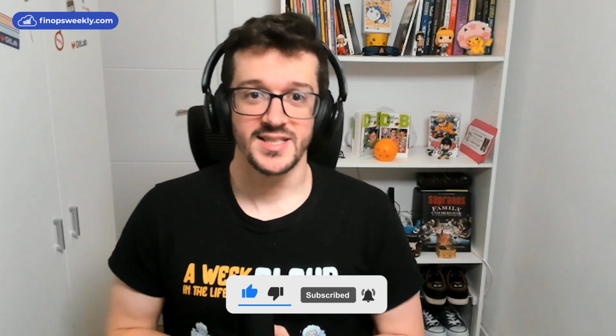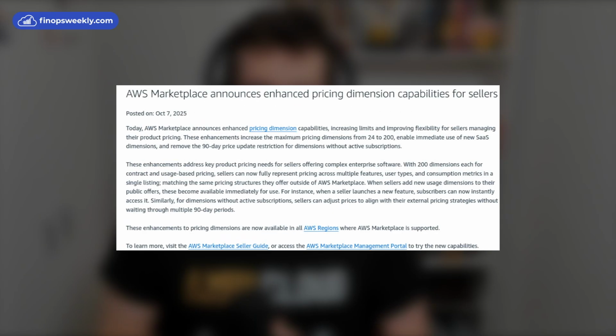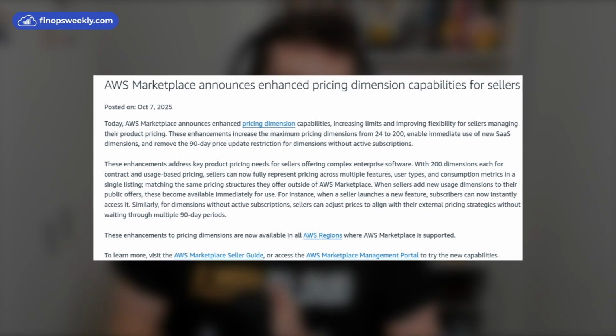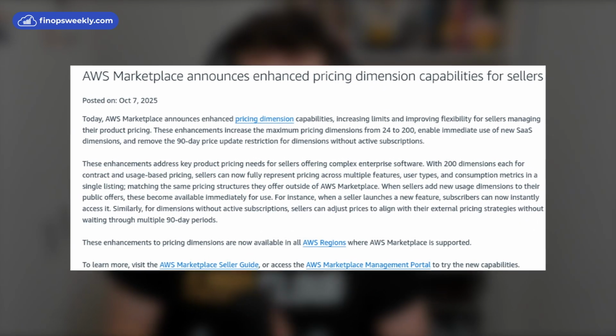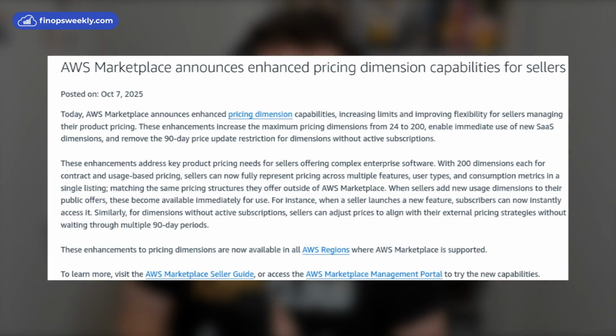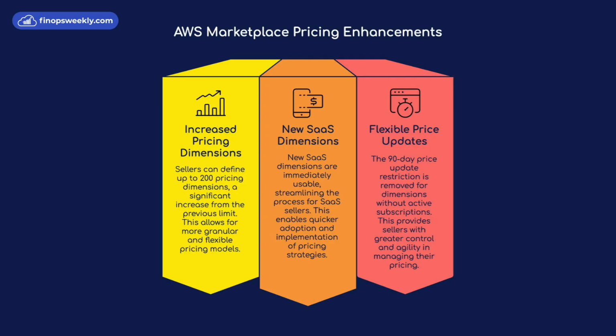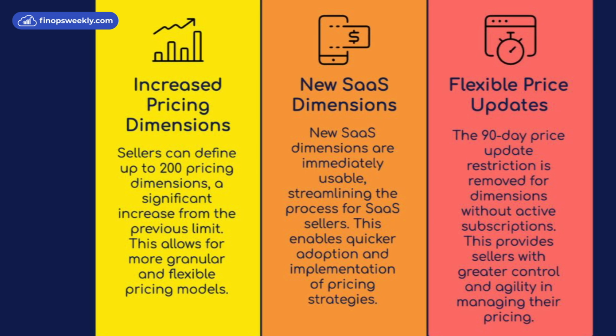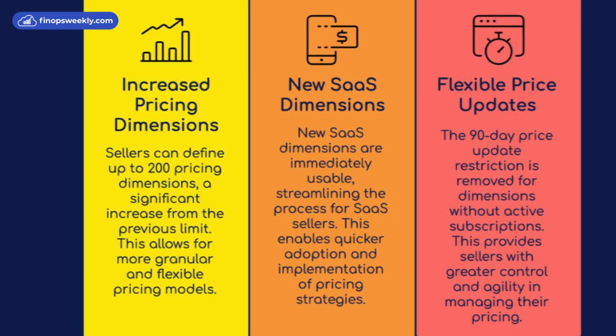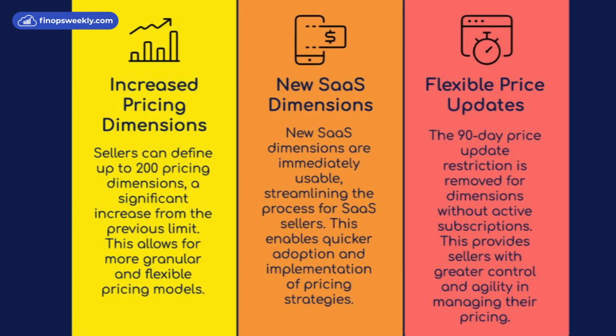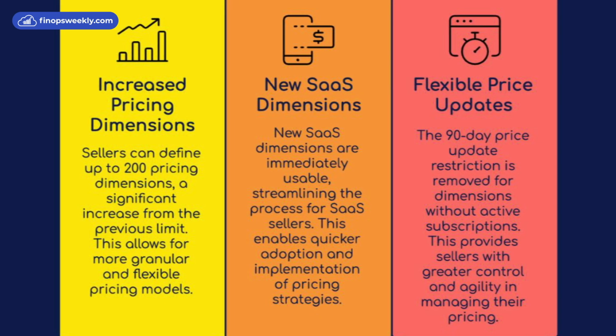And now something for sellers. If you are a service provider or a tool in the FinOps space, definitely listen to this because now you can define up to 200 pricing dimensions, up from 24, for contract and usage-based pricing. And also for SaaS, dimensions are immediately released and the 90-day price update restriction no longer applies to these dimensions. So you have a lot of changes, especially for sellers, to make more flexible pricing and have better offers for clients, which benefits both ends.